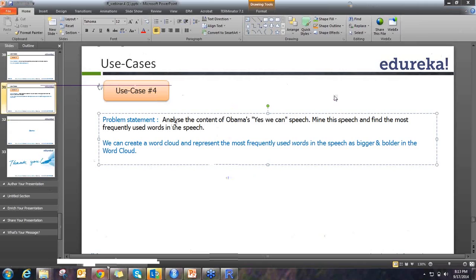Then Puneet is asking, does Edureka provide a complete educational certification like data analyst, R plus Hadoop plus some other tool? I am not sure about that because I don't look at the other parts of this. You can mail this question to the support team and maybe they will answer you about that.